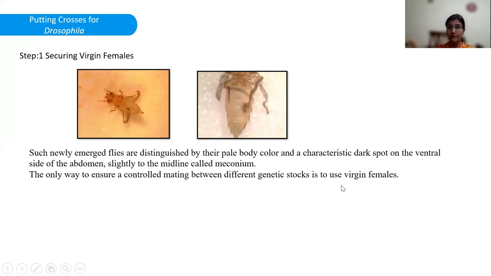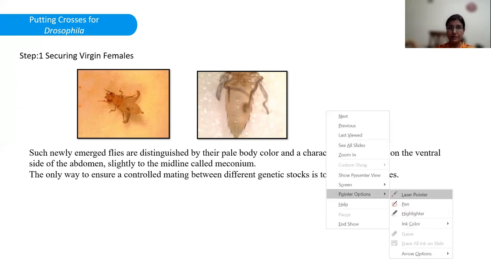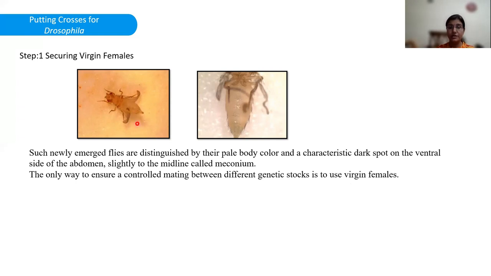Meconium is a spot over the ventral side of the fly, which is formed because of the presence of undigested food. It is also present in males. But if we are looking for the virgin females, then we have to look for the meconium as well as for the other female features, which we have already discussed.